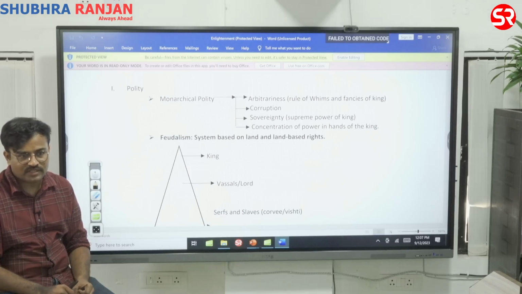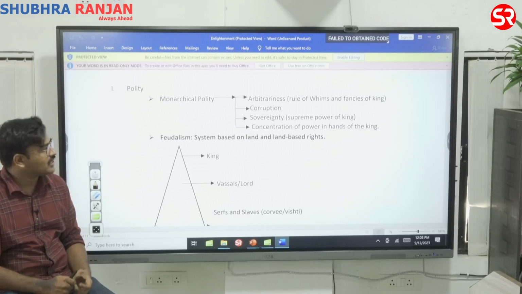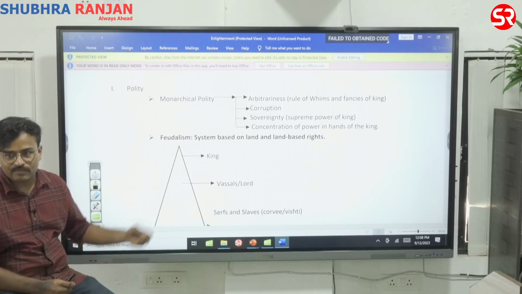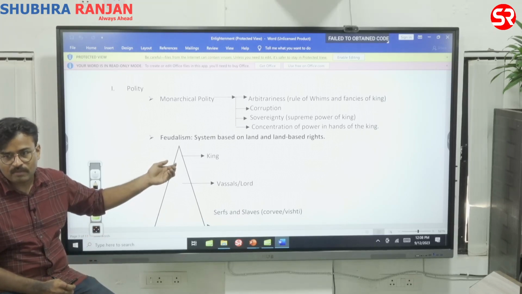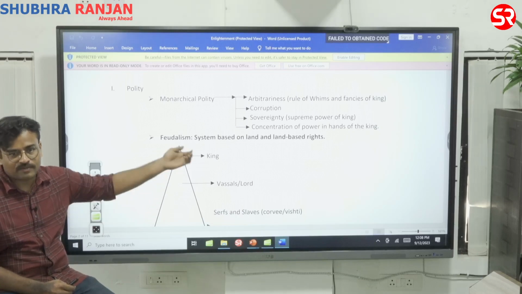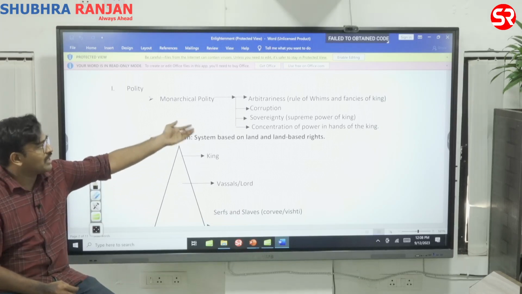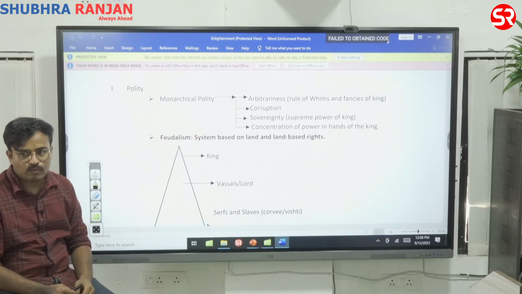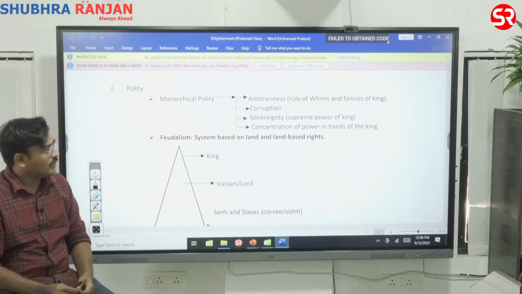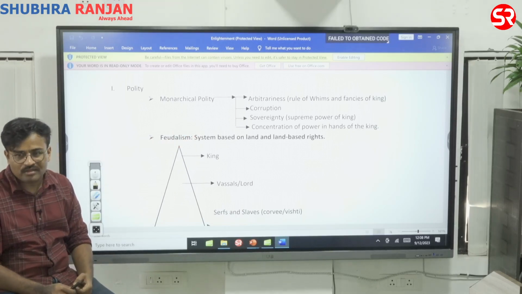We will see it in the French Revolution also, where the kings used the public money for the sake of their personal pleasure, sir. So extravagance, using the public money for the sake of their own personal interest, is called corruption. That is the simplest meaning of corruption also, right? Public money misused for personal interest is corruption. The same thing was monarchical corruption. Then sovereignty, that is supreme power, was in the hands of the king. Then concentration of power is also in the hands of the king, sir.